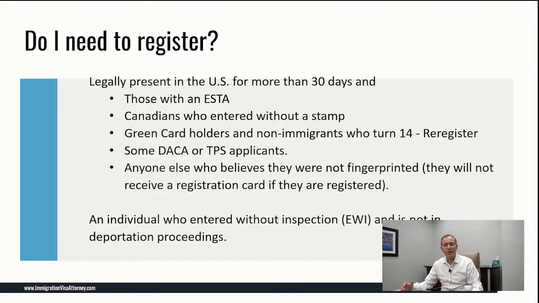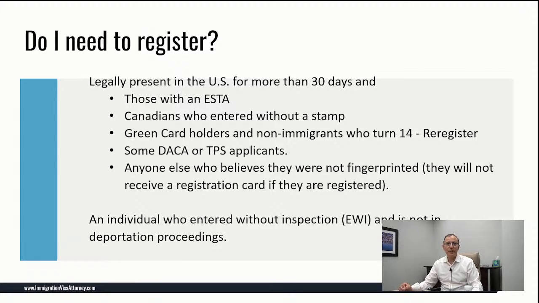children who have turned 14 years old, either non-immigrants or green card holders, who must re-register. That's another requirement. And a lot of people say, well, hey, I'm turning 14, but I have a green card, I can file an I-90. Do I need to register? It's redundant. Right now, the law as it's written, you must register.